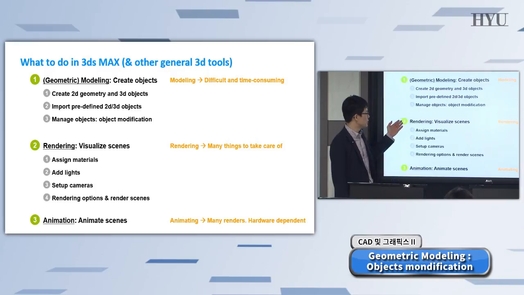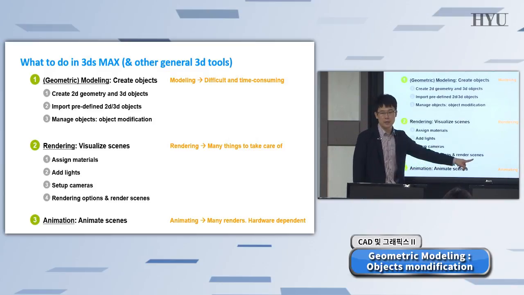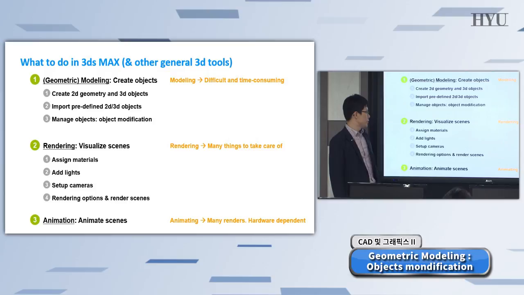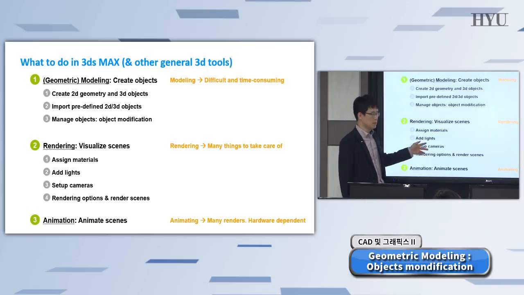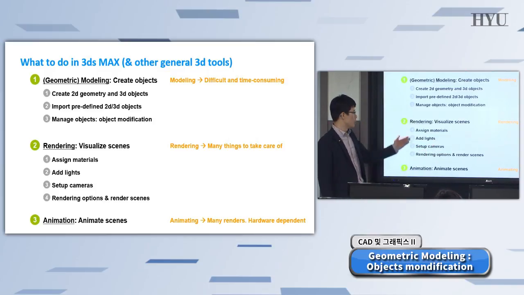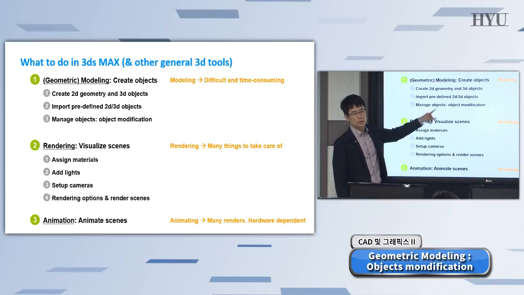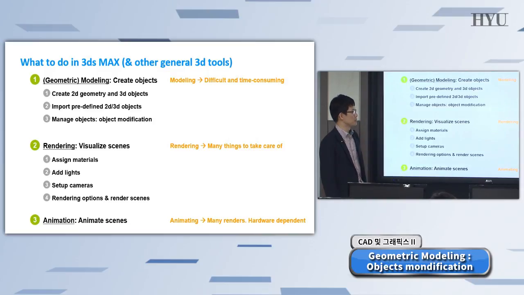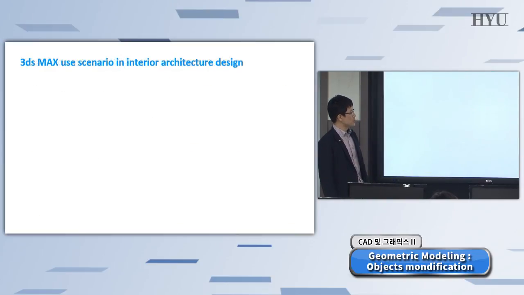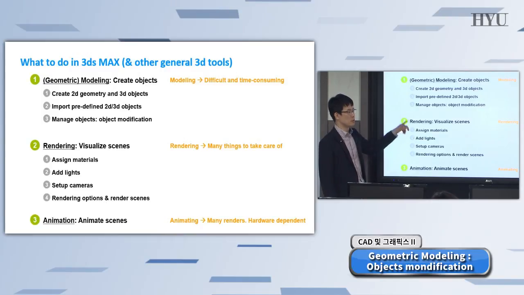Under visualization, under the rendering, assign material, add lights, add camera, render option control, and render scenes again and again. So we have learned this part. Also today we're going to add artificial lights using mental ray and controlling camera and so on. We're going to learn those sub-components in the rest of this semester, okay?